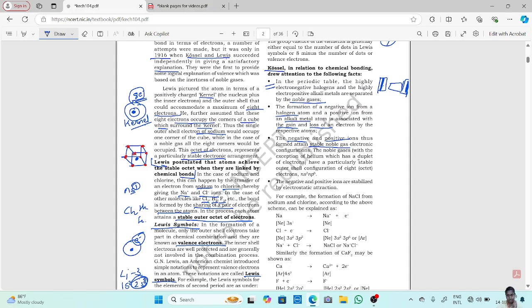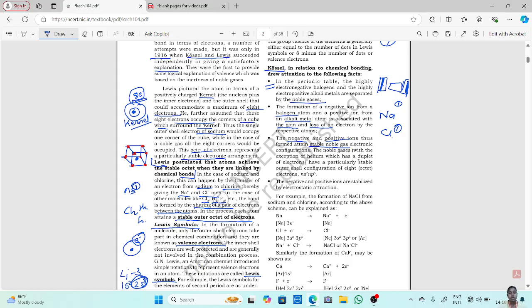For example, sodium: when it removes that one electron, what will happen? All the previous shells are completely filled. By removal of that one electron, sodium will attain a completely filled octet, whereas chlorine requires only one electron to complete its electronic configuration. So by taking that one electron, chlorine completes its octet, attaining its stable form, the noble gas configuration.